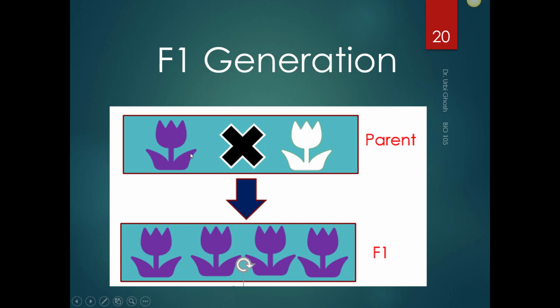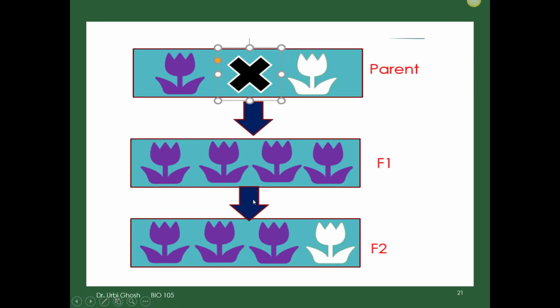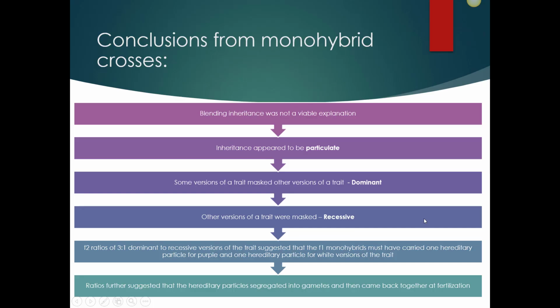So in the F1 generation, a purple is crossed with a white, and you get all purple flowers. And in the second generation, the purple flowers are crossed, and you get some purple and some white, because blending of inheritance was not a viable explanation, according to Mendel. Inheritance appeared to be particulate in nature, and some versions of the trait mask other versions of the trait. This he considered to be a dominant trait, and the traits that were masked in the first generation were considered recessive.